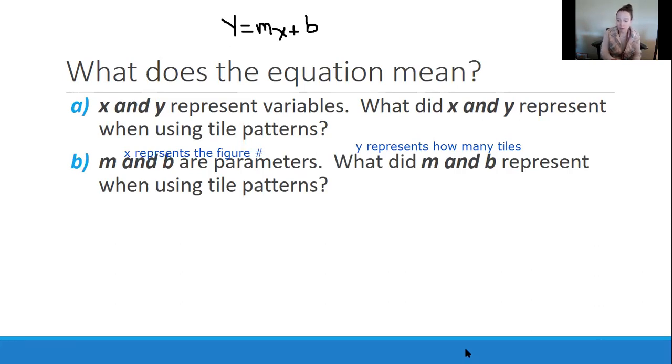So how do we look at this? Like, how do we understand what M and B are? Well, M is the growth rate, or how is our tile pattern changing? But in for tile patterns, it's the growth rate. What does the B represent? Well, just like we've been saying, B represents the starting point, otherwise known as figure 0. How many tiles are in figure 0? That's what B is.